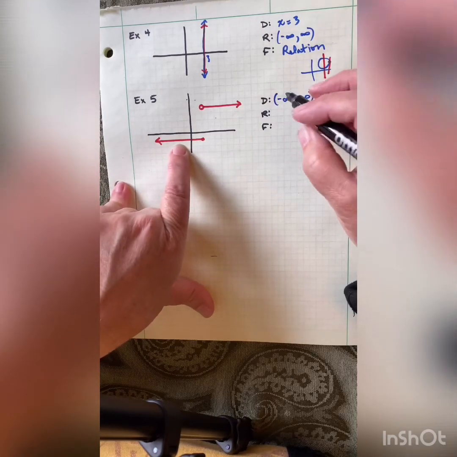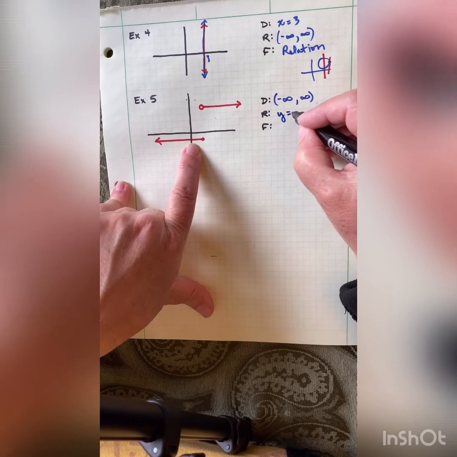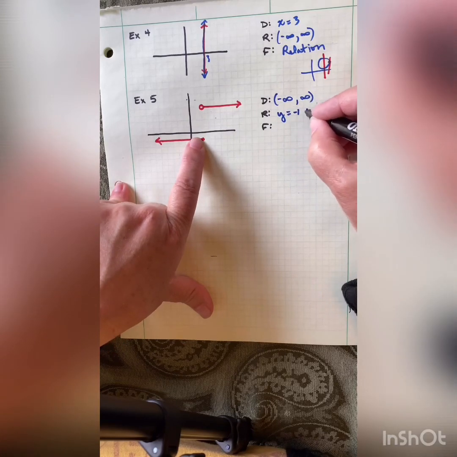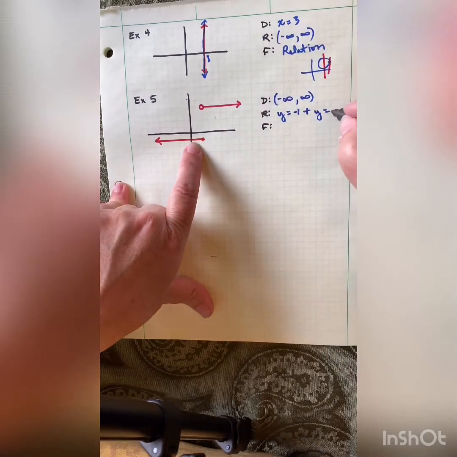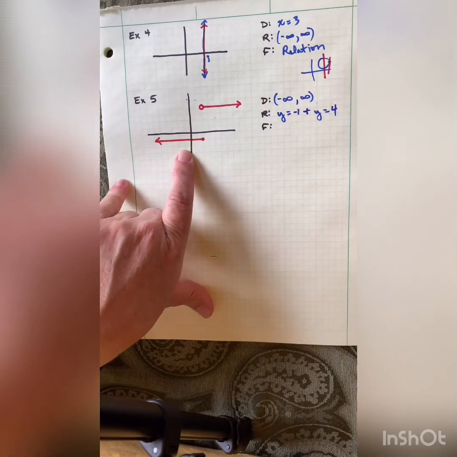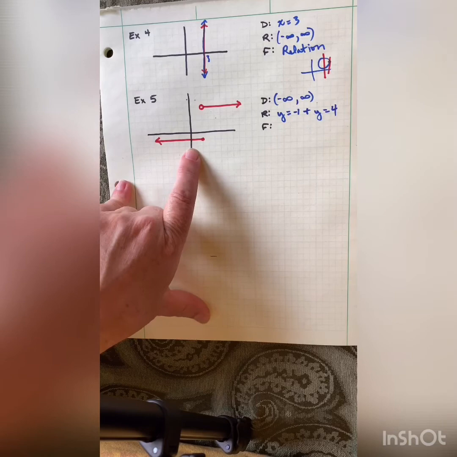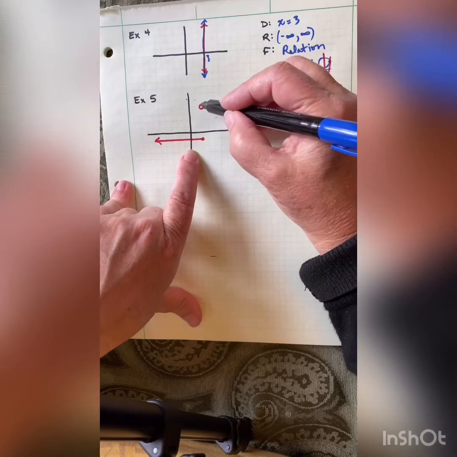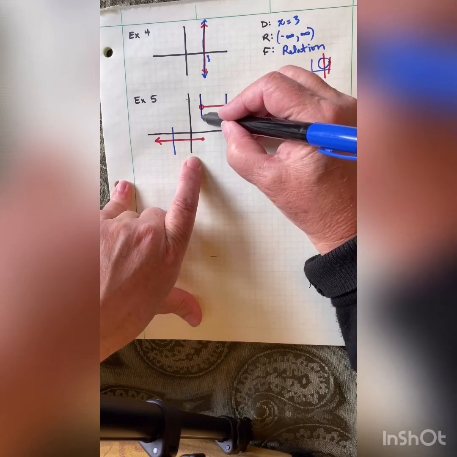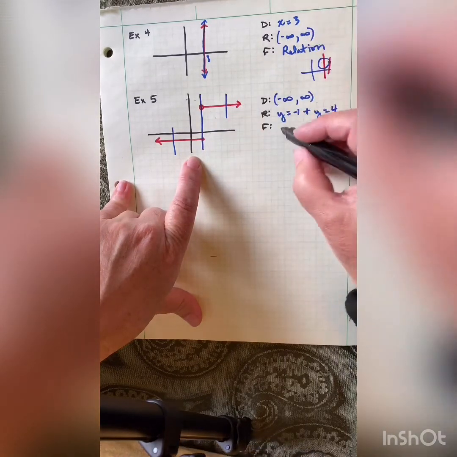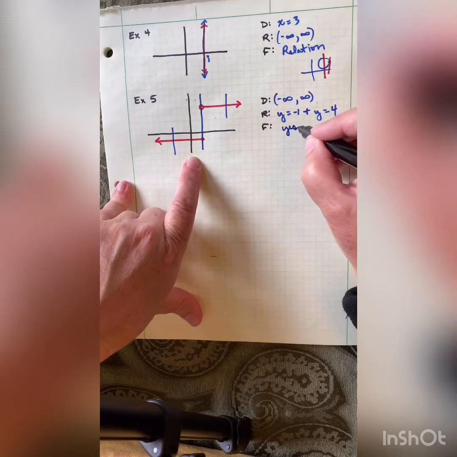My range in this case, I'm going to say y equals -1 and y equals 1, 2, 3, 4, right there. Is this a function? Let's draw our lines. Only hits once, only hits once, and right here it only hits once. So yes, this is a function.